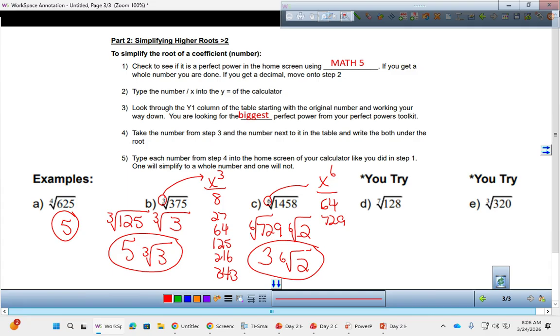All right, so we're going to take a quick pause and have you try. You're going to try D and E. For D, you're looking at the 7th column, because it's an x to the 7th. For E, you're looking at the 3rd column, because it's x to the 3rd.